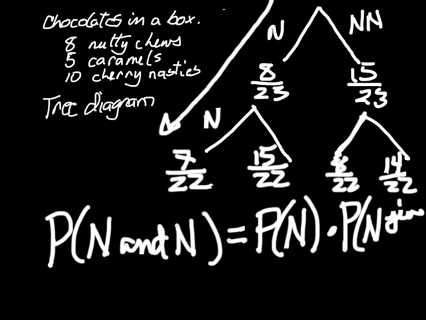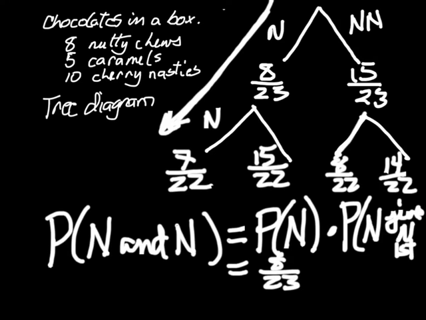given that I got a Nutty Chew on the first one. And that's why I'm going down this branch. It's those two things. Another way to say this is, what's the probability of getting 2 Nutty Chews? Okay, and in that case, that would be 8/23 times 7/22, which is 56 over 506.